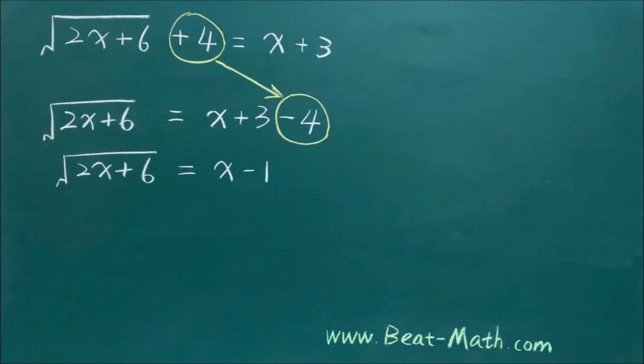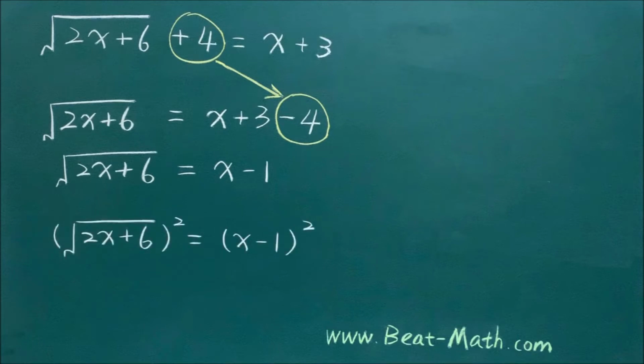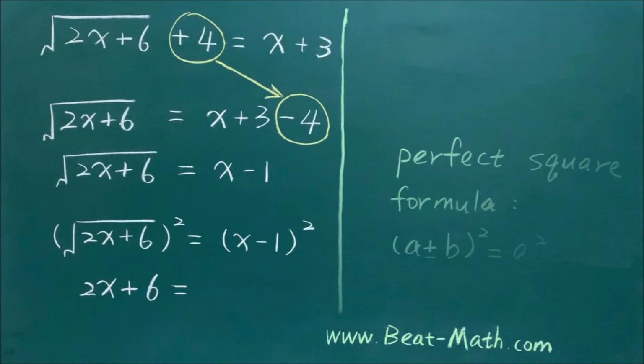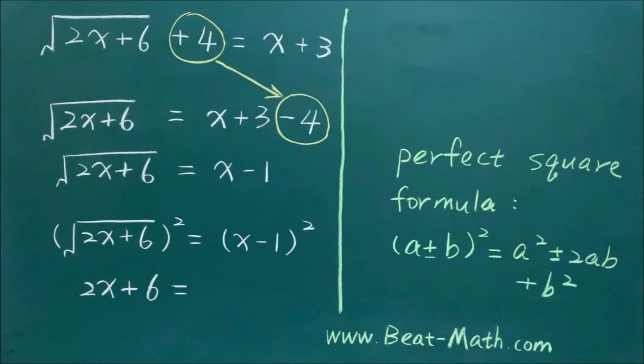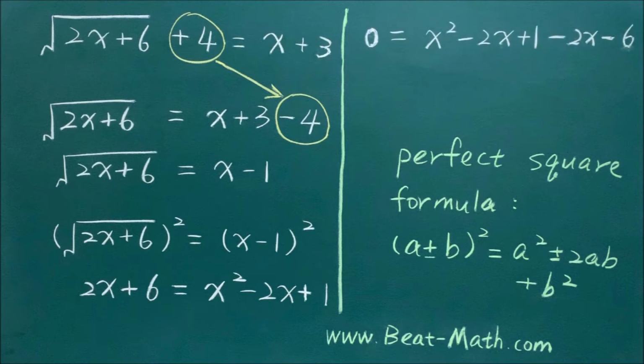Then square both sides. The square of the square root of 2x plus 6 is 2x plus 6. On the right side, it's the perfect square: x minus 1 squared equals x squared minus 2x plus 1. Move 2x plus 6 to the right side and change their signs. Simplify it and we get x squared minus 4x minus 5 equals 0.